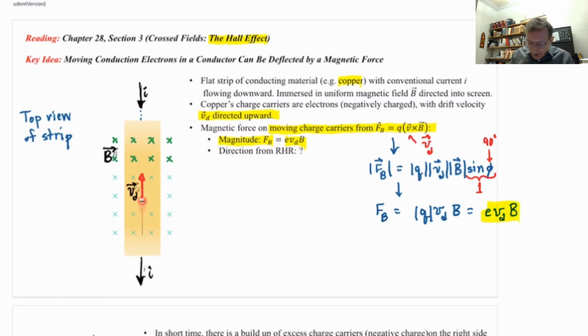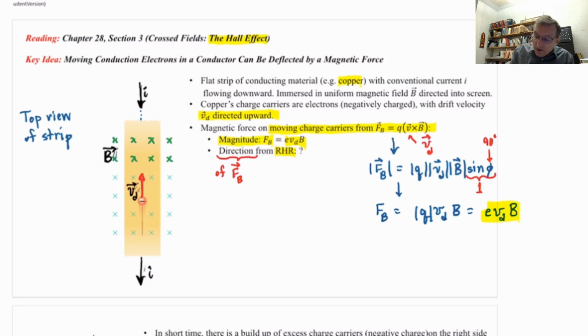But now here's a question. What's the direction of FB arrow, the magnetic force on this conduction electron? The answer, of course, is going to come from the right-hand rule, but what is it? I'd like you to think about that for just a minute. Pause the video, get an answer for the direction of that force, and then come back. Okay, so what is the direction of the magnetic force on this conduction electron?